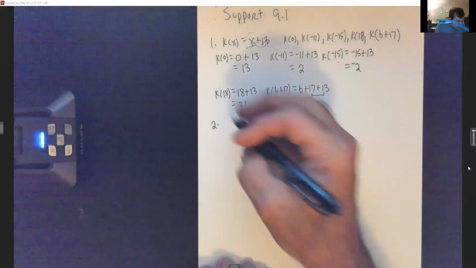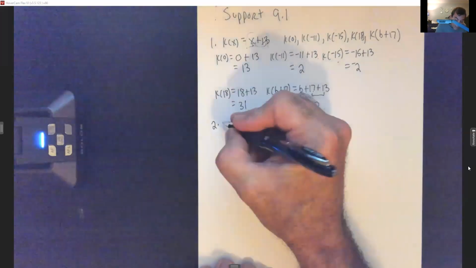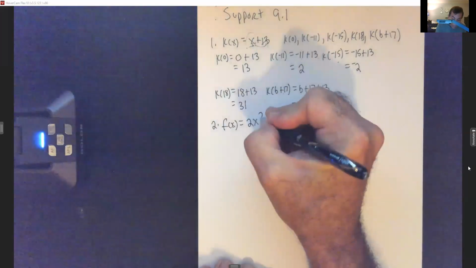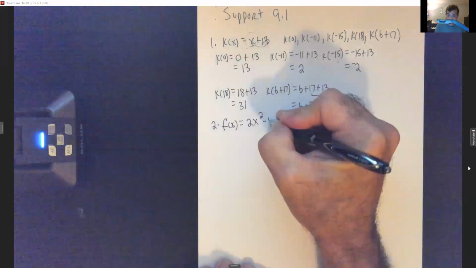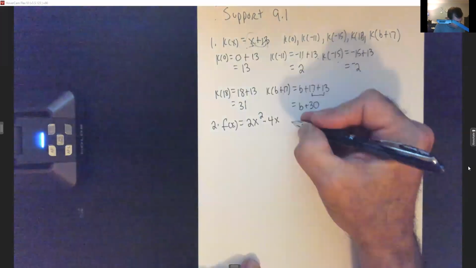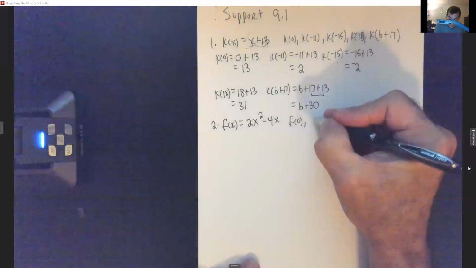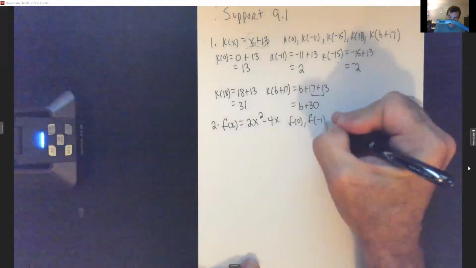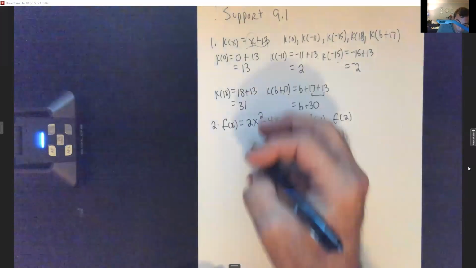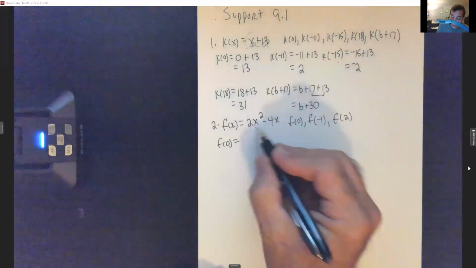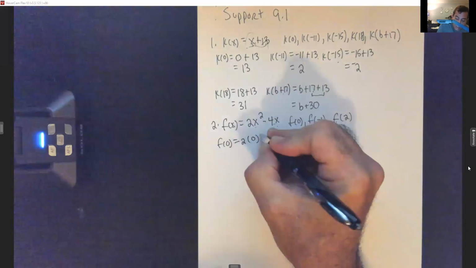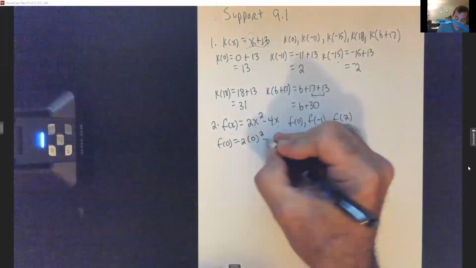All right, so this problem's sort of the same. They give me f of x equals 2x squared minus 4x. So that's my function. And I'm finding f of 0, f of negative 1, and then f of 2. All right, so let's find f of 0 first. F of 0 wants me to put a 0 in for these two x's. So I got 2 times 0 squared minus 4 times 0.